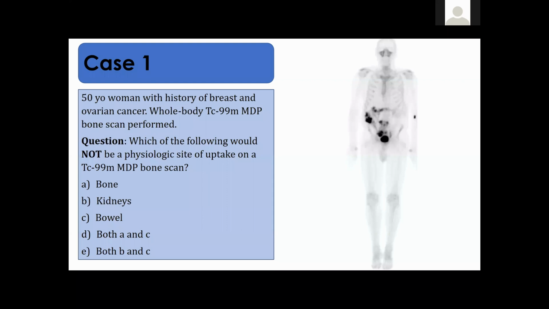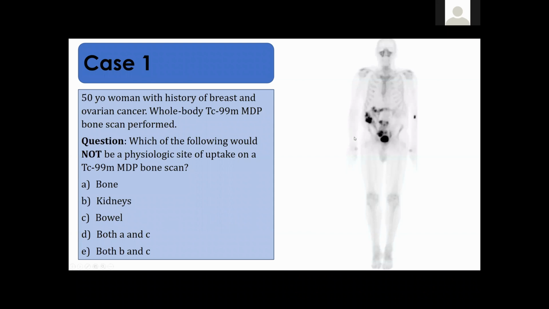Bone, or kidneys, or bowel, or both A and C, or both B and C. If anyone wants to share with me his thoughts in the chat, it will be good.